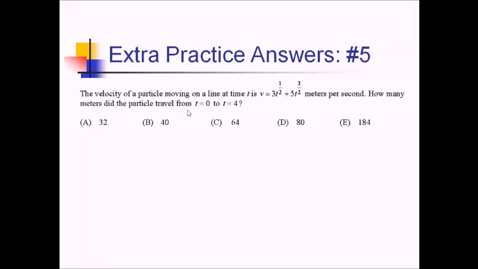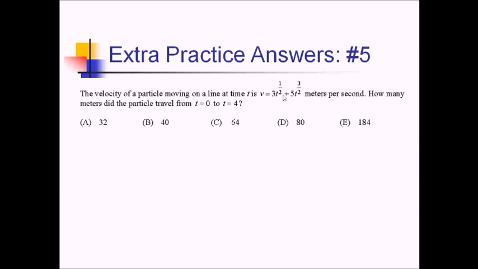For this problem, we're given the velocity of a particle with this function here. We want to know how many meters our particle traveled from time 0 to 4. Well, first thing we need to figure out is if there are any direction changes for our particle, because if there are, then the displacement and the total distance will not be the same thing.